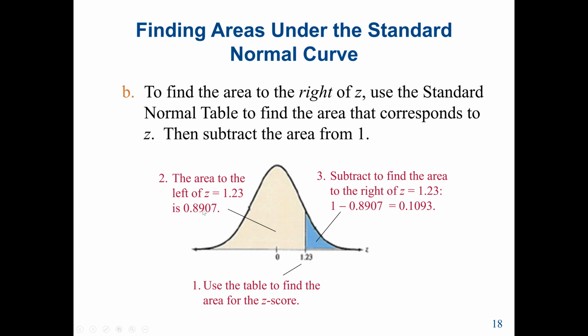So that's what we have here. From the table, we get 0.8907. If I'm looking at the right side, it will be 1 minus 0.8907, which will give us 0.1093.